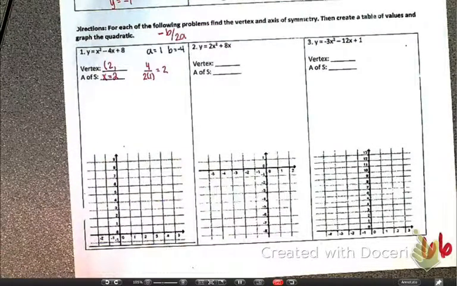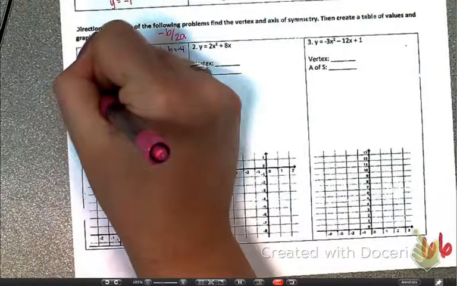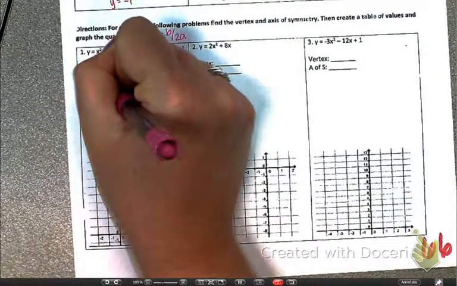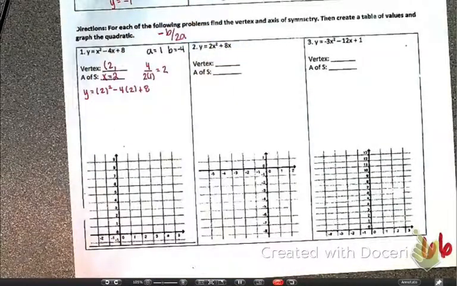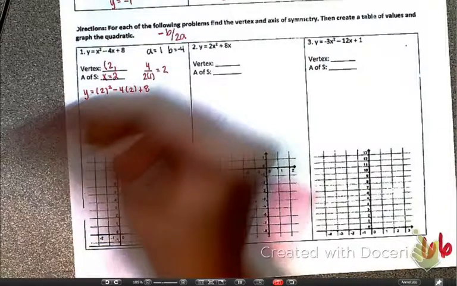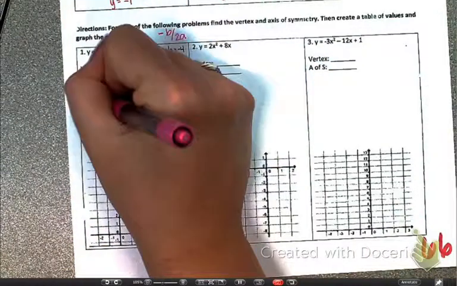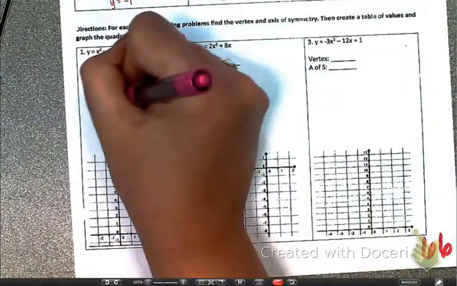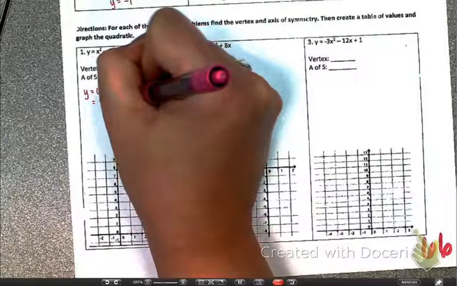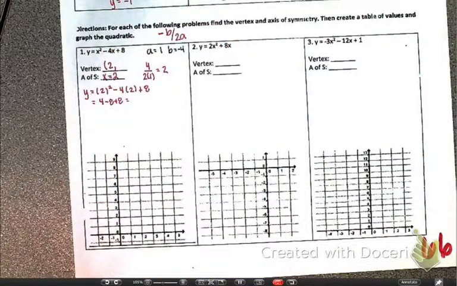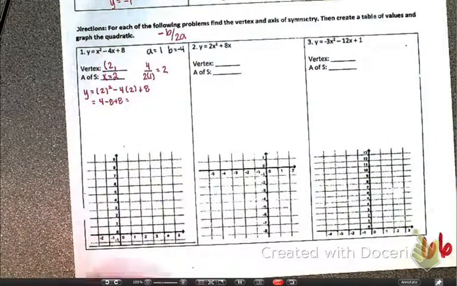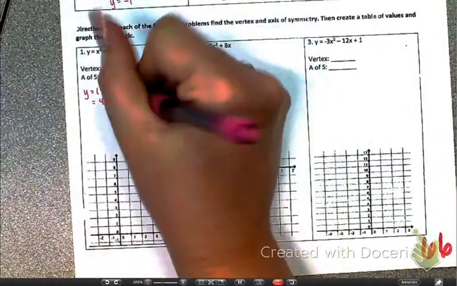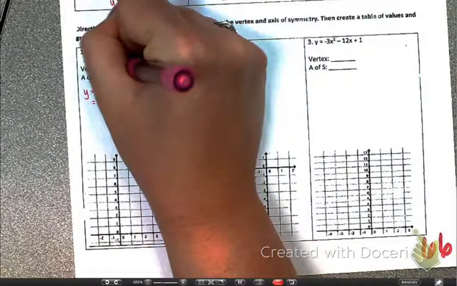How do we find the Y value? Plug it in. So Y equals 2 squared minus 4 times 2 plus 8. 2 squared? 4. Negative 4 times 2 is negative 8 plus 8. What are you going to get? 4, right? Because negative 8 and 8 cancel out, so I'm just left with that 4. So the Y value of my vertex is 4.